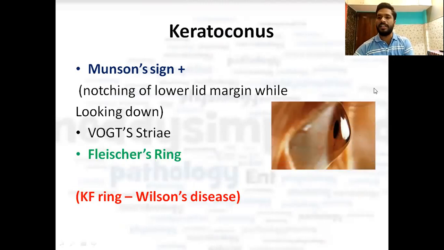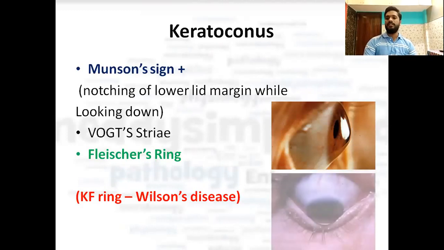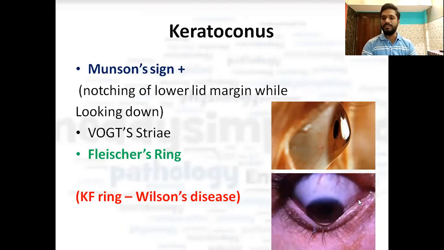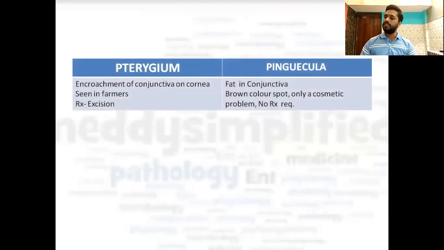So this is how a keratoconic eye normally looks like. You can see it here, and this is what I was talking about, Munson's sign. This is positive in keratoconus. Now going further, let's talk about these two things, that is pterygium and pinguecula.